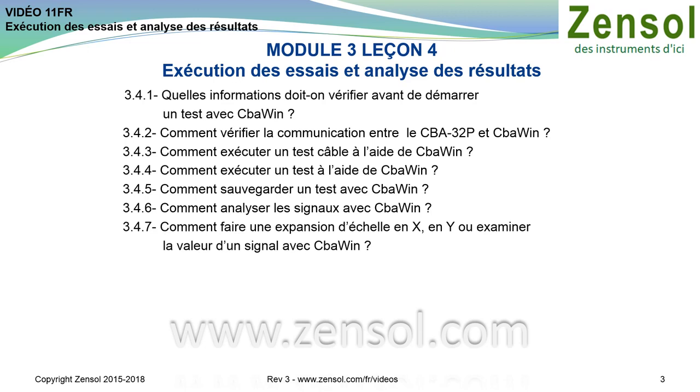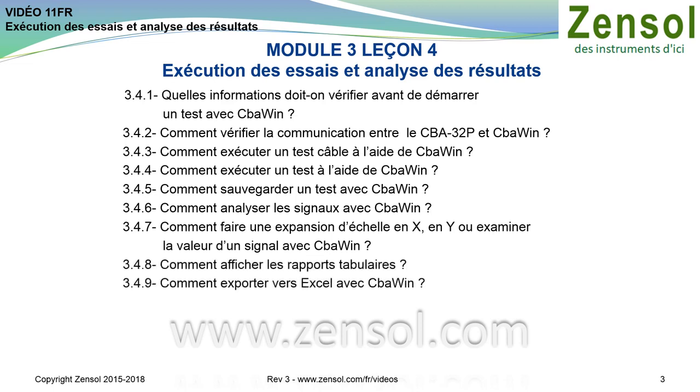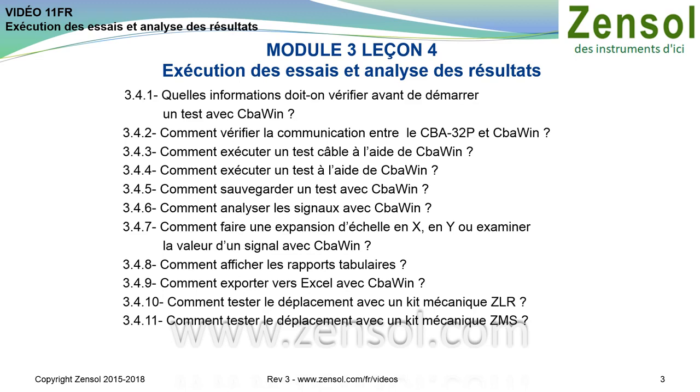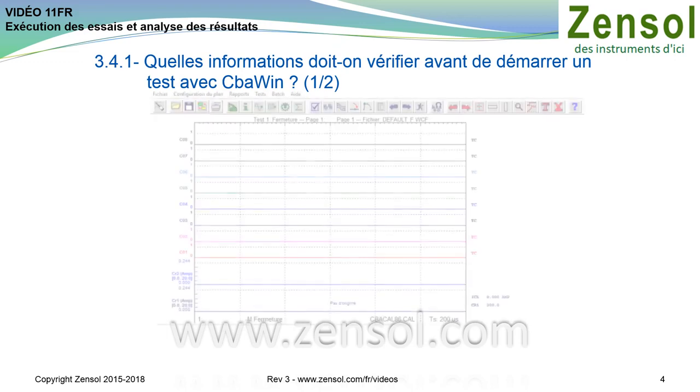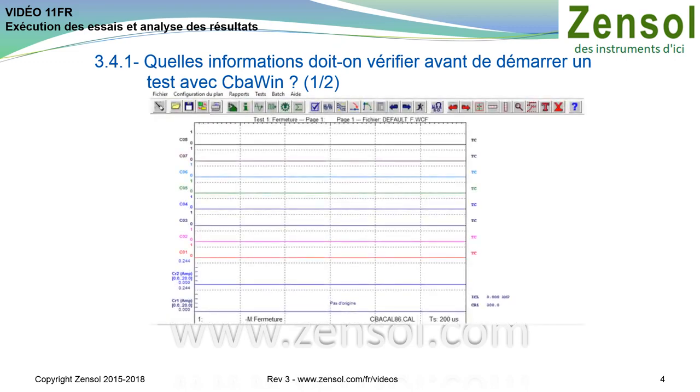What information should I check before starting a test with CbaWin? In the worksite, the focus is on the blue buttons, which must be used in the order in which they are presented, that is from left to right. The first blue button lets CbaWin know the identity of the CbaWin you have connected to your computer. CbaWin thus recovers the serial number, year of manufacture, and specific characteristics of the product.